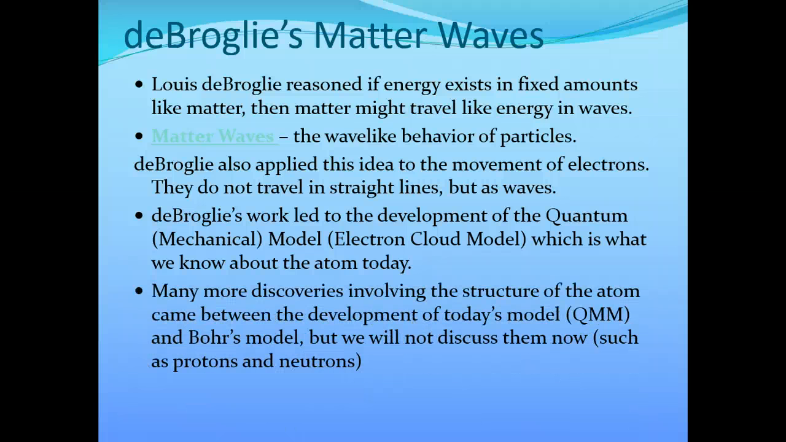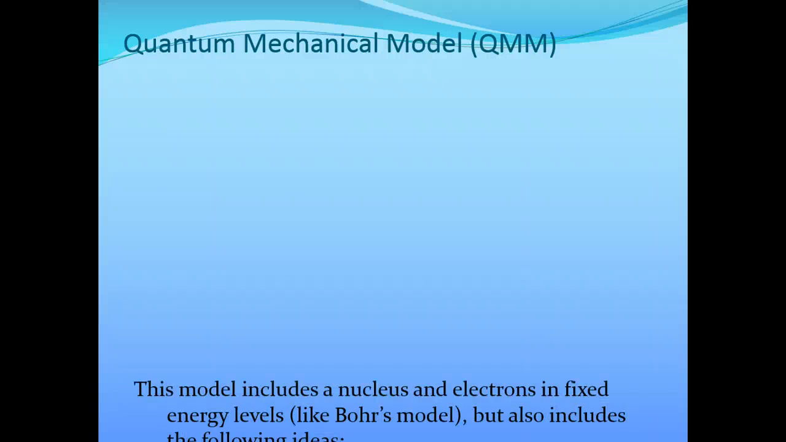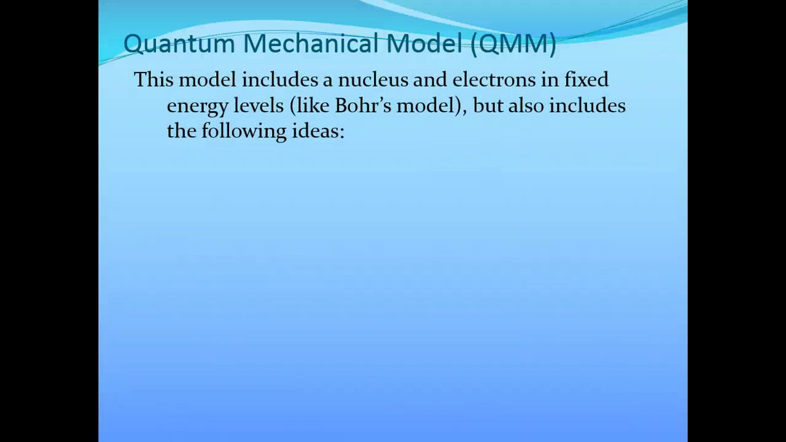So electrons are not in fixed paths. Rather, they do have fixed amounts of energy, but they're traveling along like waves, and so defining where exactly they are in the atom is not as precise a matter as what Bohr was describing. Okay, so here are the basics of the quantum mechanical model.